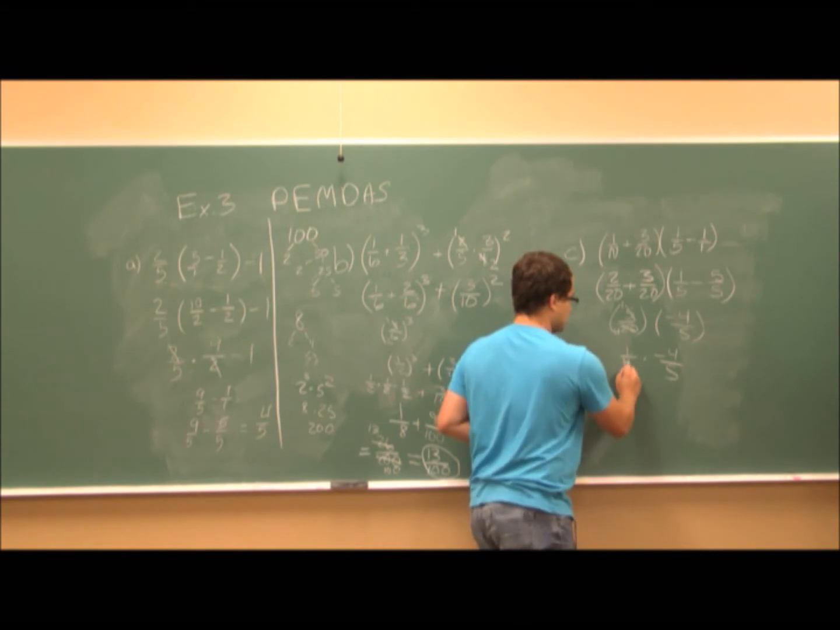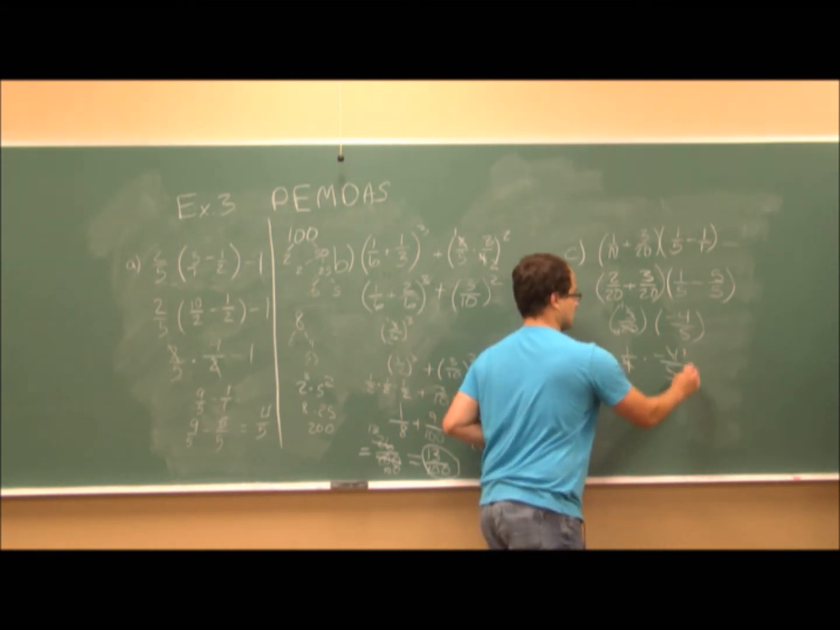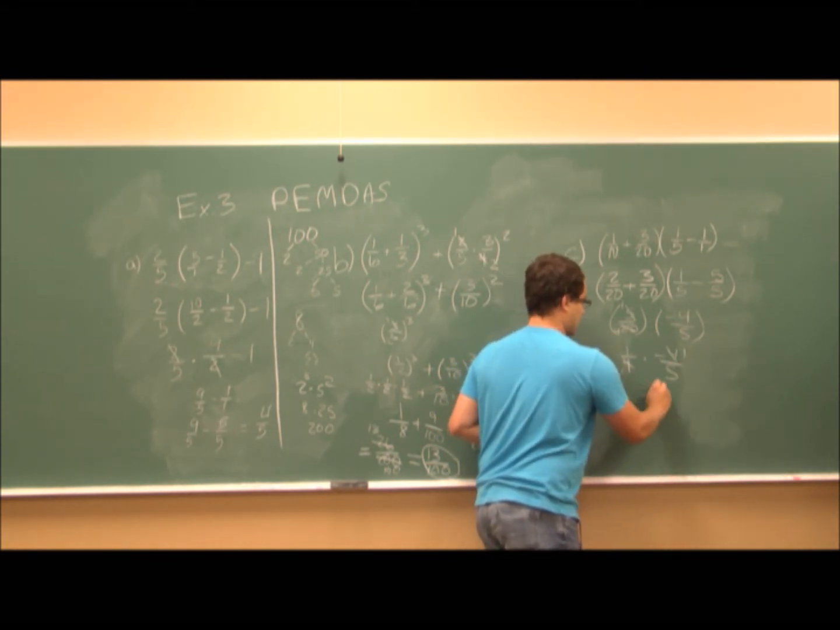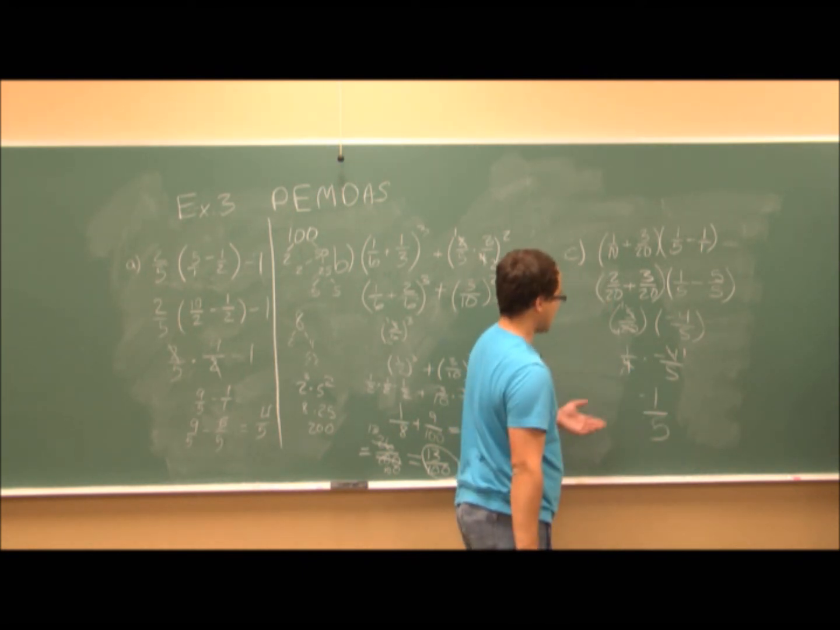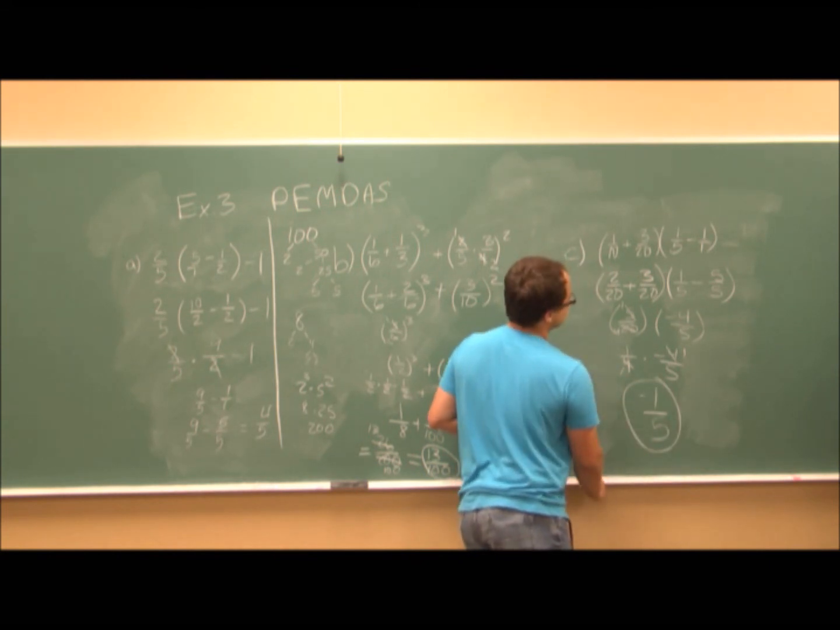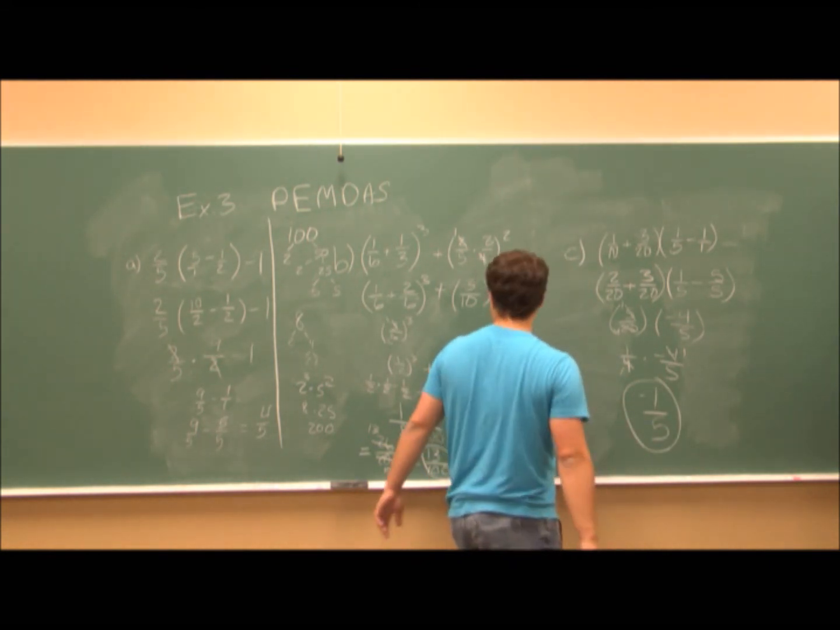4 goes in 4 once. 4 goes in 4 once. So 1 times -1 is -1. 1 times 5 is 5. So the answer is -1/5. That one was a little shorter. Exponents.